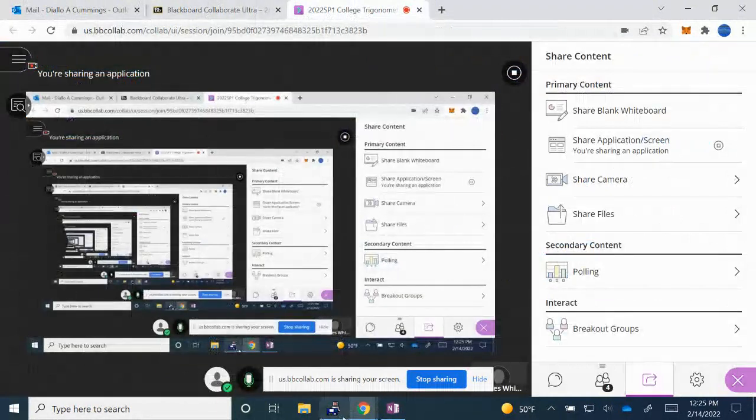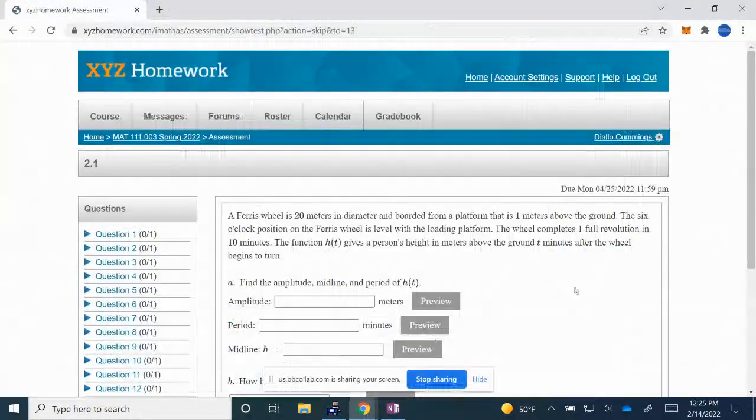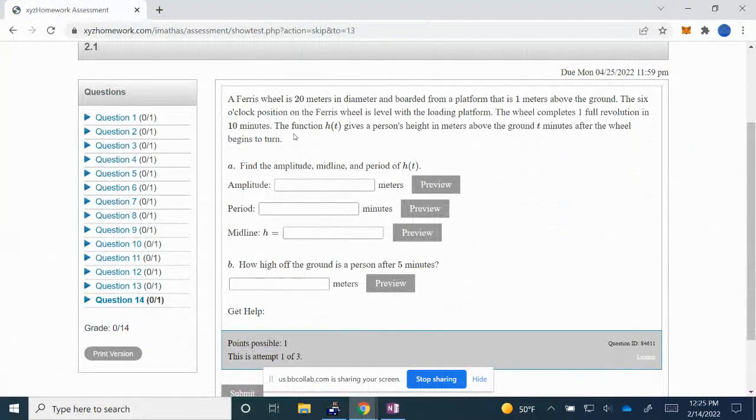All right, so in this problem, we're given that a Ferris wheel is 20 meters in diameter. So 20 meters goes from one end to the other end. They're not giving us the radius, they're giving us the diameter. And it's boarded from a platform that's 1 meter above the ground. The 6 o'clock position on the Ferris wheel is level with the loading platform.